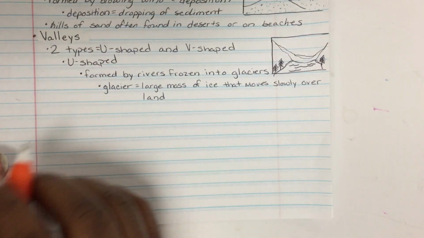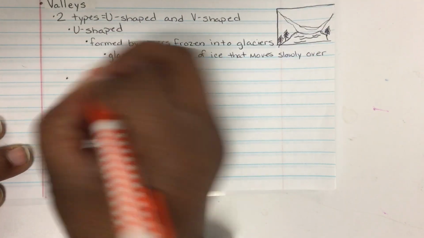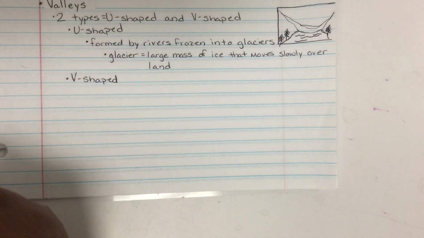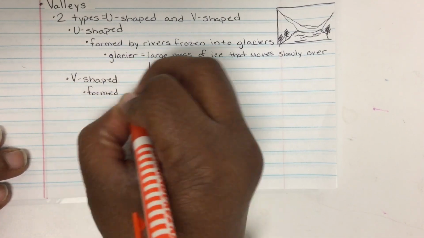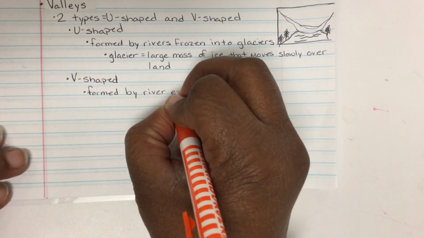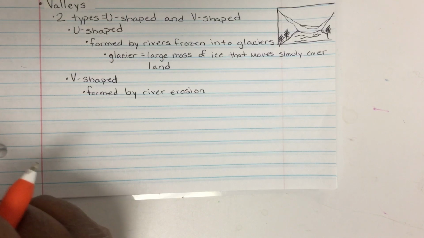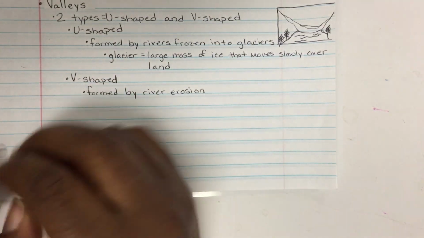And then we have V-shaped valleys. This is the last part we're going to talk about. V-shaped valleys are simply formed by river erosion. These rivers were never frozen, so they did not become glaciers. The river moves through the valley, creating steep sides and forming a V shape, the river being the middle of that V shape.